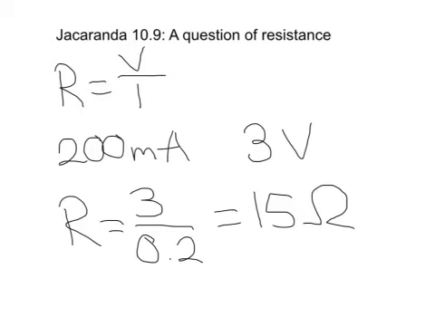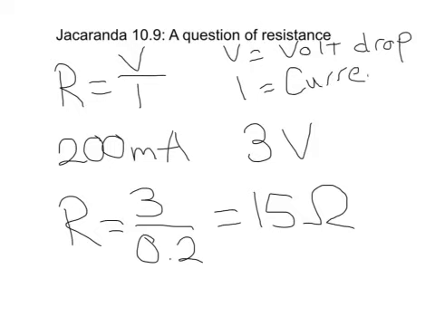So this is how to calculate resistance. R equals V over I, where V equals volts, volt drop specifically. Alright, and I equals the current in amperes. Amperes. Okay.